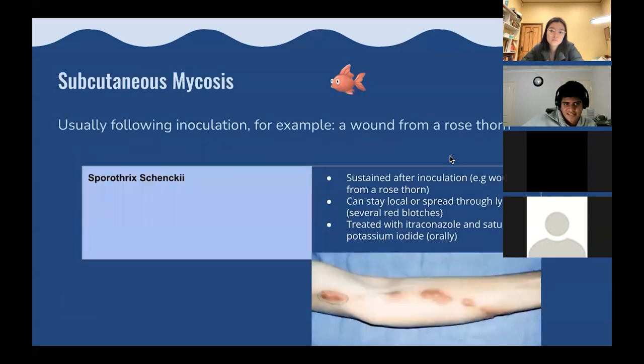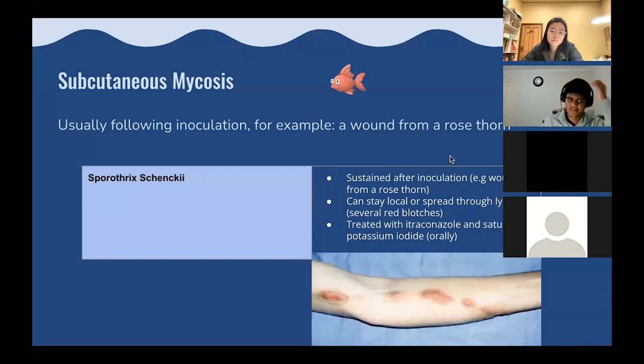Okay, so subcutaneous. That means it's gone inside the skin, right? Subcutaneous, inside the skin. The main one, and the only important one for you guys, is really Sporothrix schenckii. This is going to be from getting stabbed by a rose thorn. Again, it's from inoculation, because inoculation means it's going through the skin. It can stay local or it can spread through the lymph nodes, and you might notice several red lesions on your skin. It's treated with itraconazole and saturated potassium iodide.